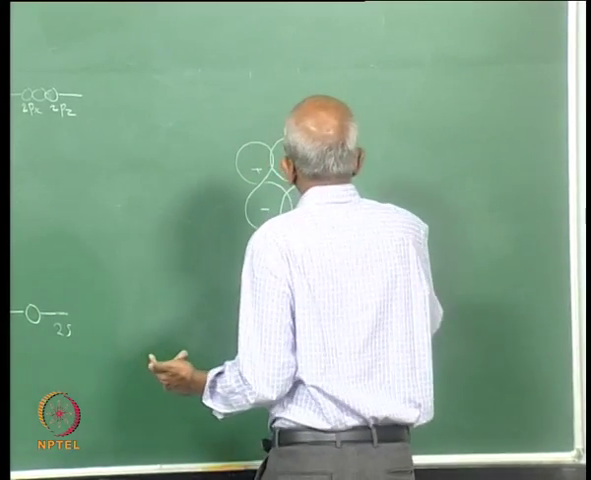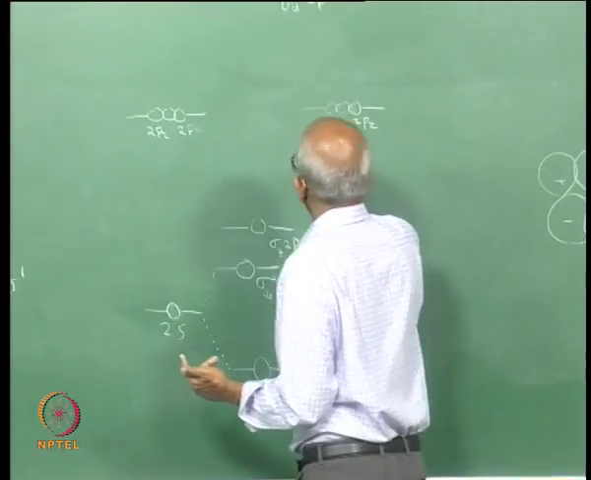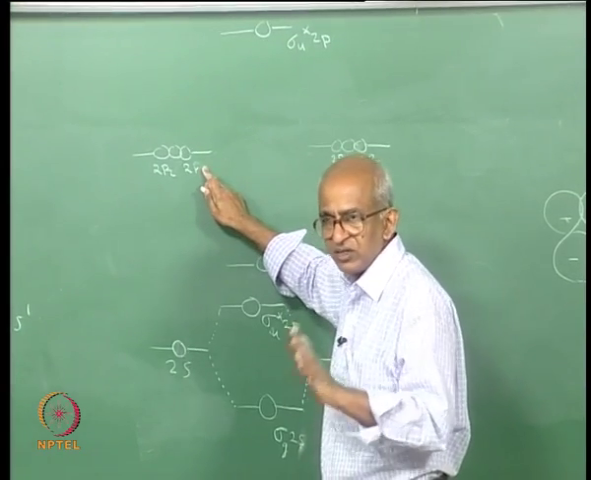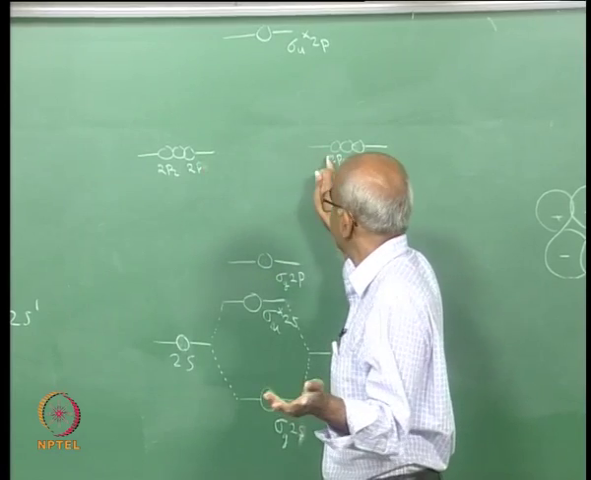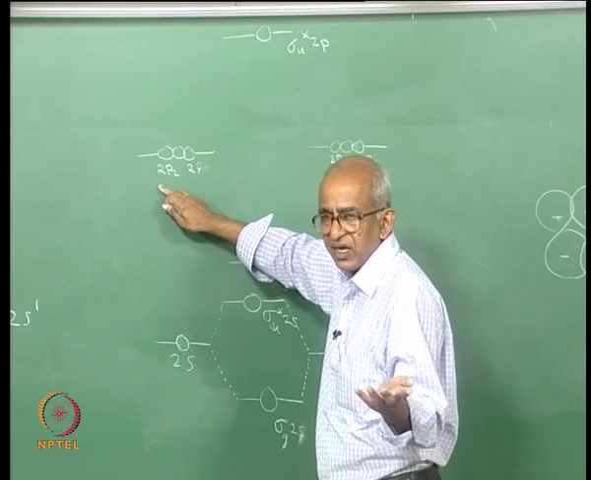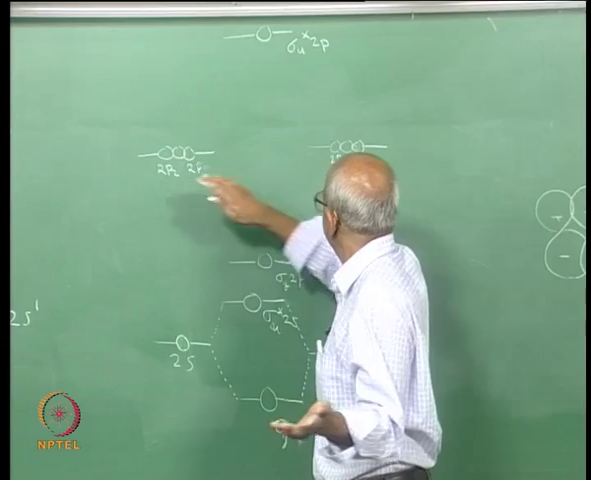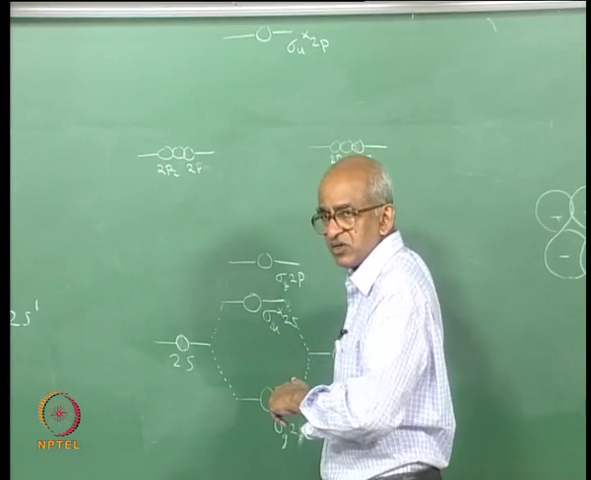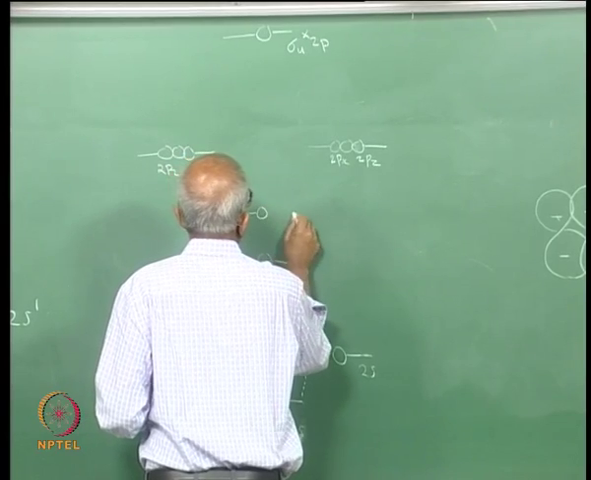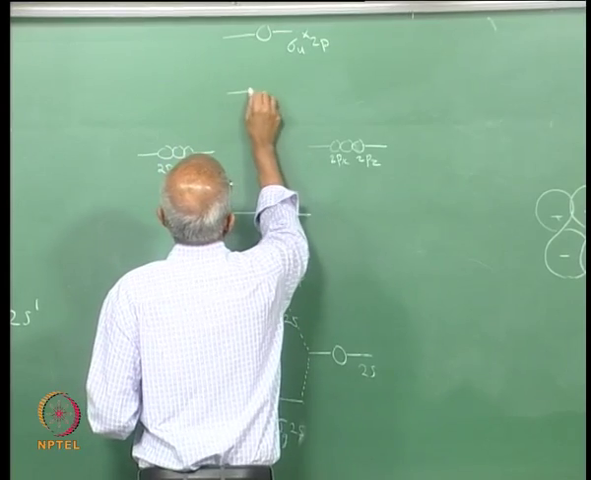Okay. And further, if you think of 2px interacting with 2px, can 2px interact with 2pz on the other? No, definitely they cannot. The overlap integral is 0. It cannot interact with 2py on the other. Again the overlap integral and the resonance integral are both 0. So, therefore, 2px on this can interact with only 2px on the other one. And what will you get? You will get a bonding orbital, okay, and you will get an anti-bonding orbital.